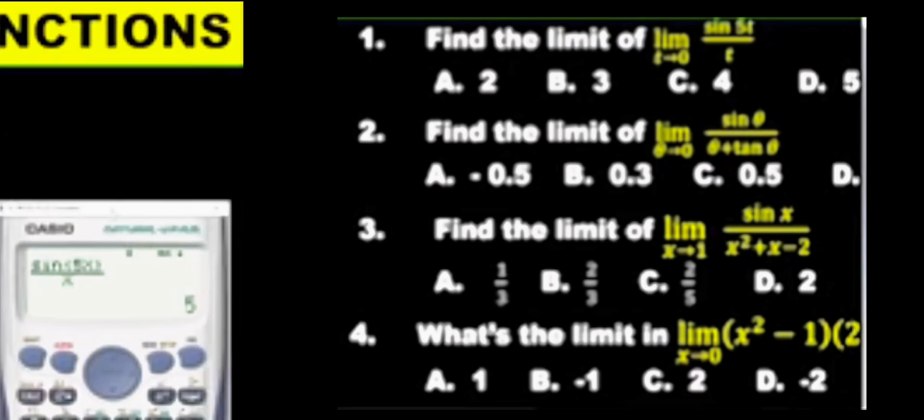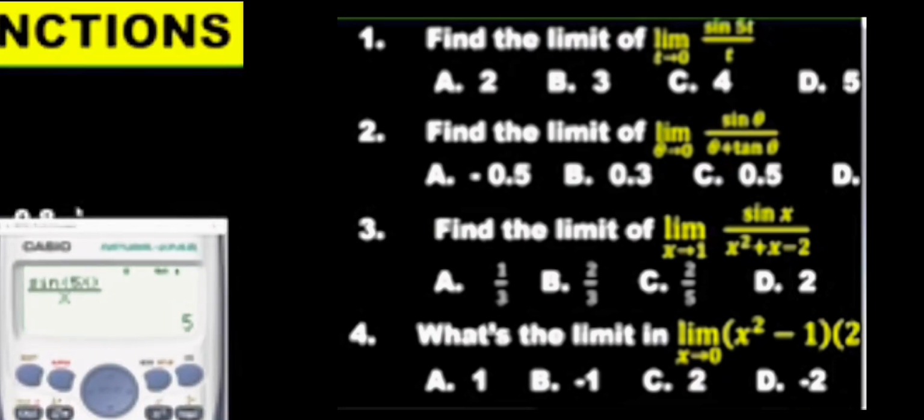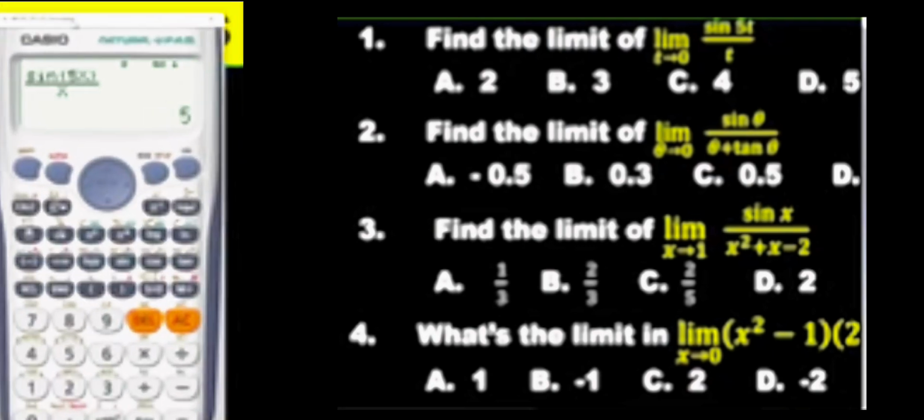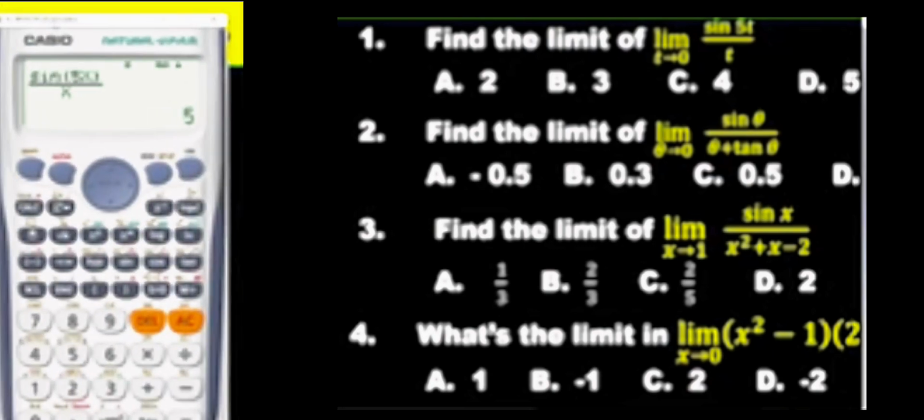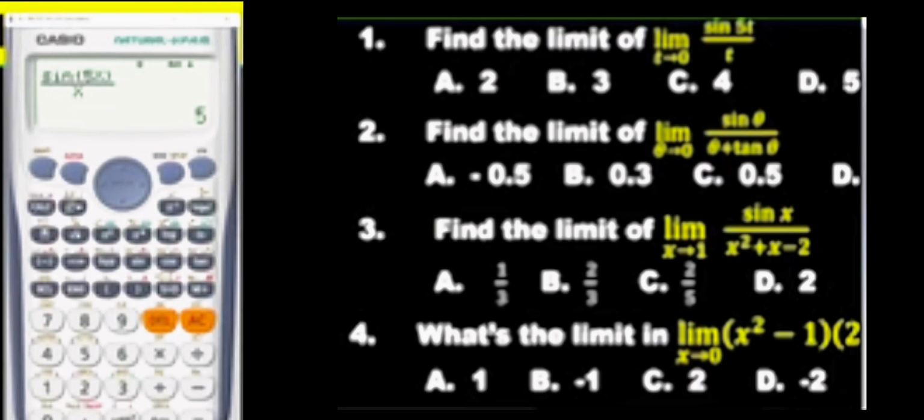Now we are seeing that the answer it is giving us is what? 5. We are going to check for the one in the options that is close to 5, and the option is what? Number D. Are we on the same page? I believe so. Now moving on to number 2 question.